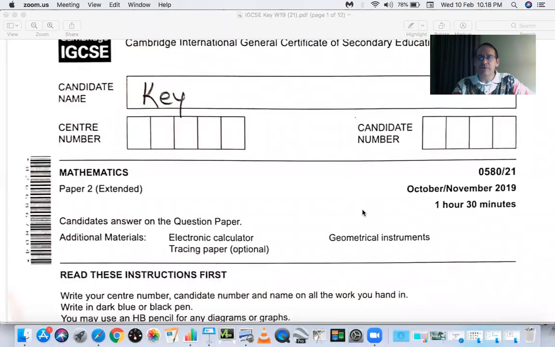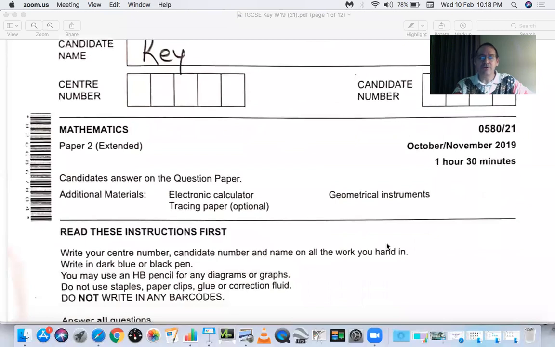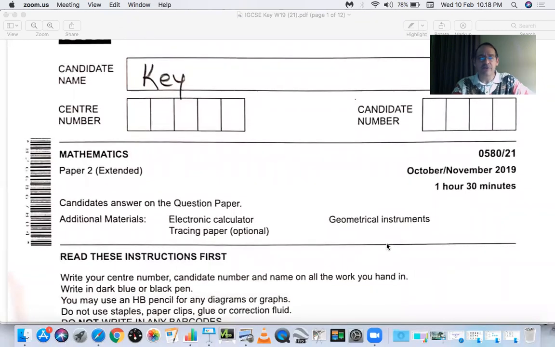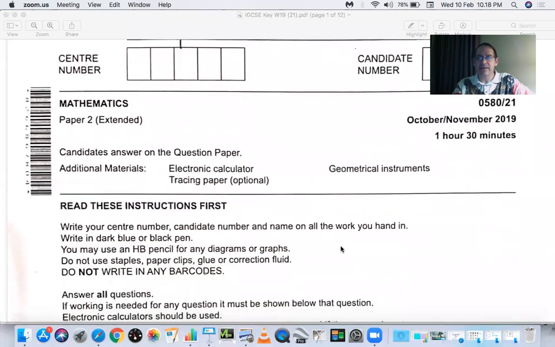Today we want to look at IGCSE Math October-November series 2019 paper 21. And what we're going to do is look through worked solutions for this IGCSE test in an hour and 30 minutes. And again, focus on how to identify the problem, how to set it up, how to solve it, and make sure that you can think through those steps on your own.